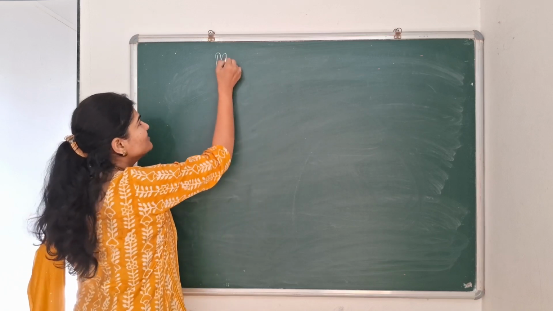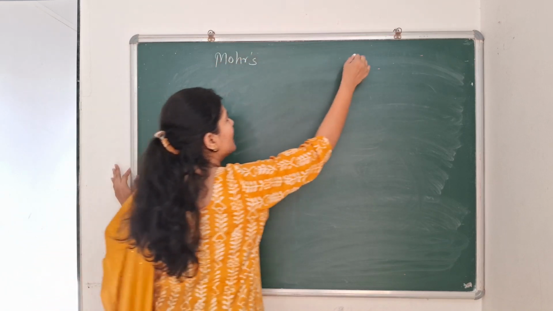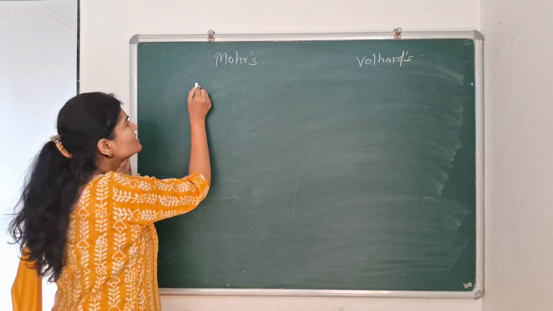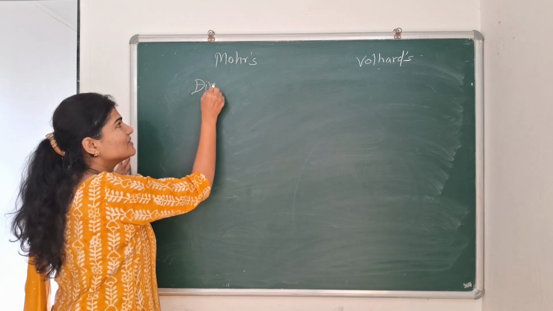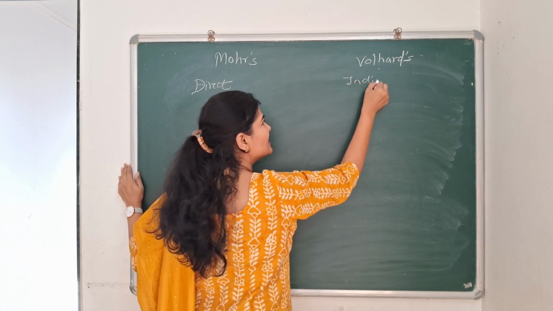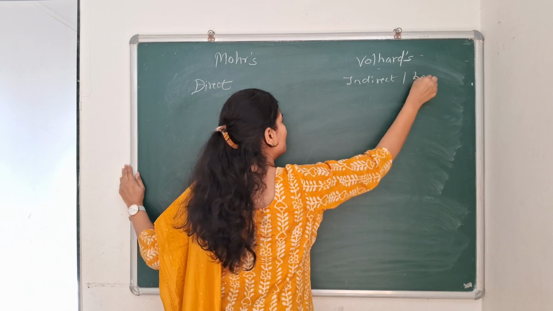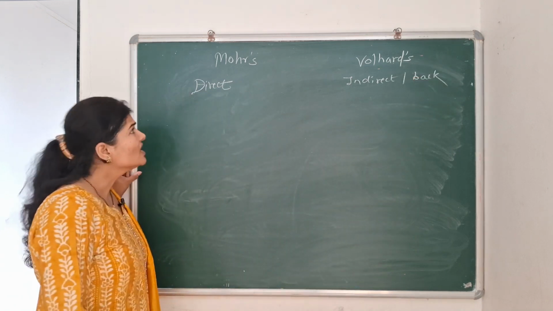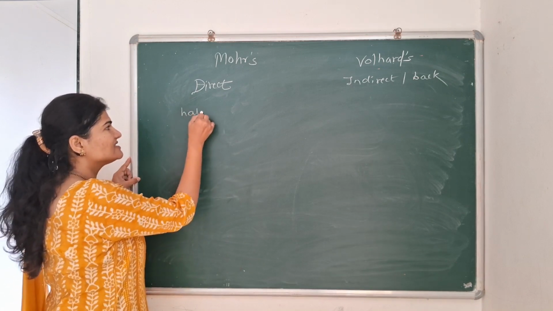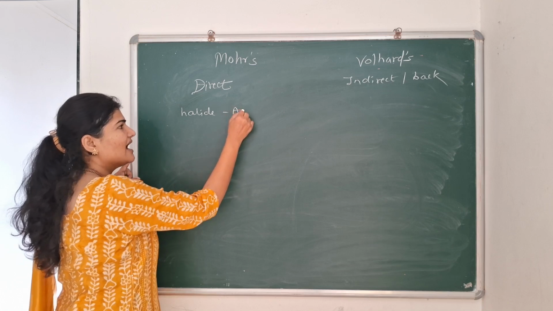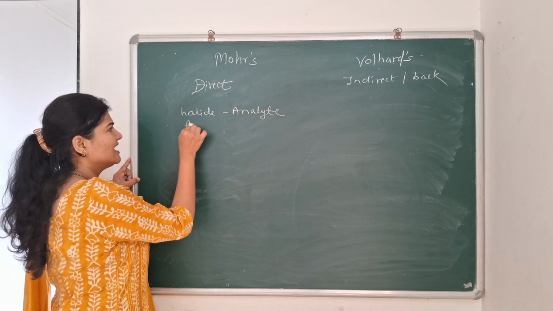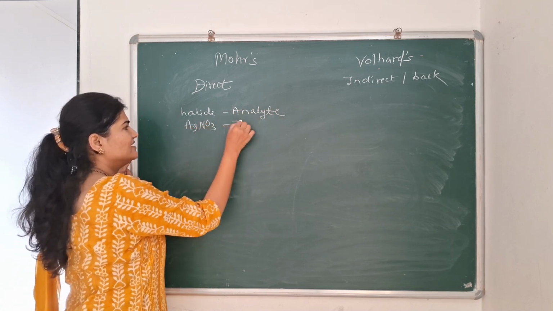Now talking about the differences of Mohr's method and Volhard's method, the first and obvious difference is Mohr's method is a direct method of titration, whereas Volhard's method is an indirect method, or you can say back titration method. In Mohr's method, what is our analyte? Halide ions are our analyte and silver nitrate is our titrant.